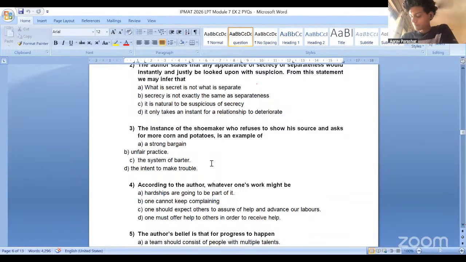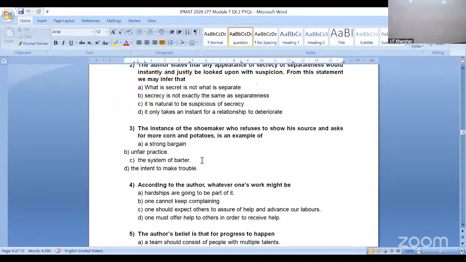Ma'am, option B, unfair practice. Okay. Anushree? Yes, ma'am. Second option, unfair practice. Everyone thinks second option? Parth? No, ma'am, I have marked option A. You said option A, a strong bargain.